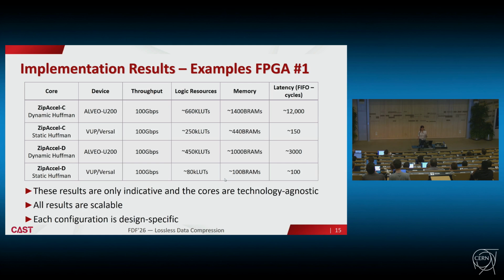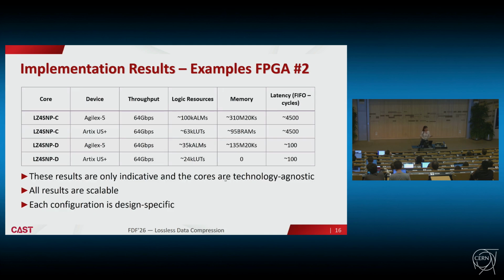Here are some real examples of customer implementations, just to help you understand the orders of magnitude. This is a 100 gigabits per second system on an Alveo board with a dynamic Huffman table. It has around 660 kilo LUTs and 12,000 cycles of latency. If you switch to a static Huffman, it becomes one third of the size, even less, and has a latency of 150. The equivalent happens to the decompression. And the decompression core is always much smaller than the compression core. This is by definition of the algorithm, by design.